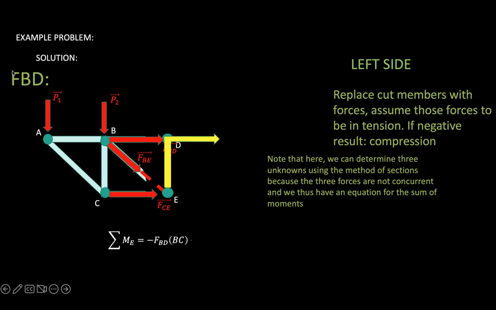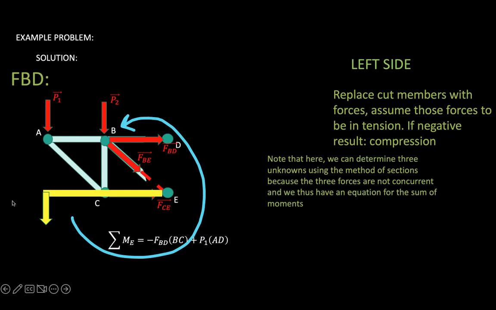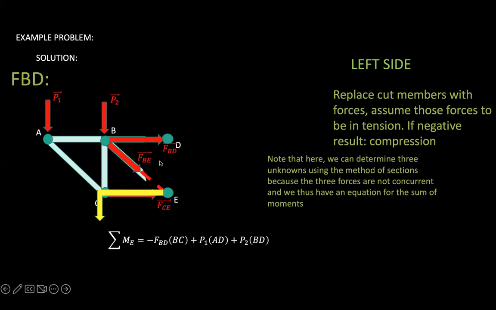So that's why. And then the next one is plus P1 times AD. And this will be a positive moment because the tendency is to produce a counterclockwise rotation. Plus P2 times BD. Again, we have moved BD, the R length, down over here, and we have moved the P2 along its line of action and put it on this arrow over here.